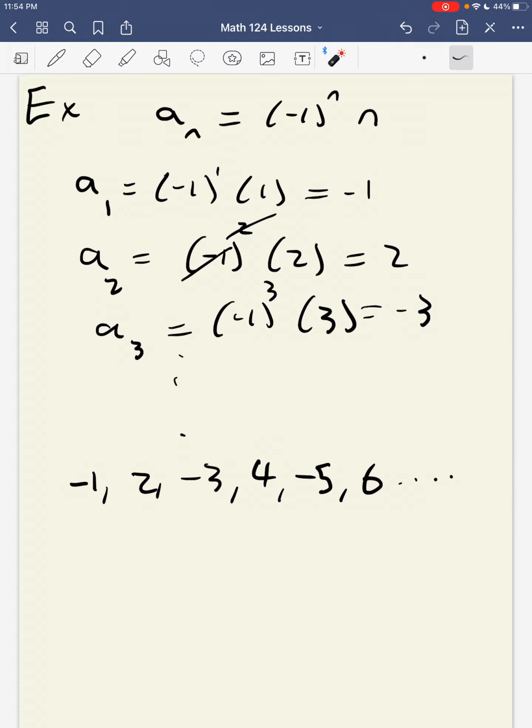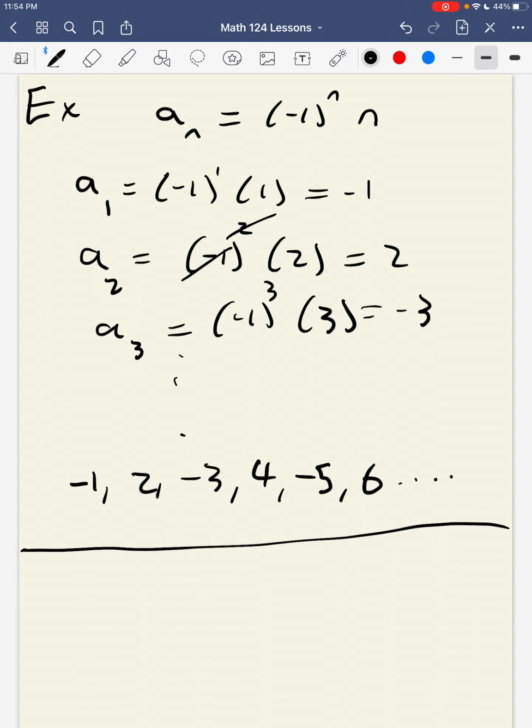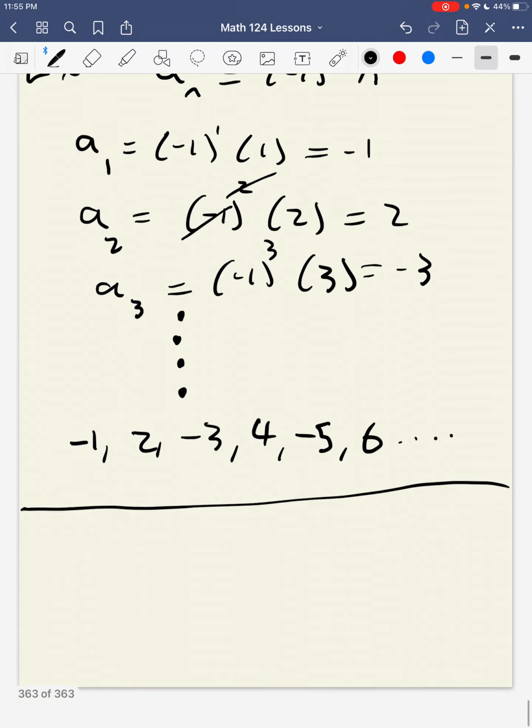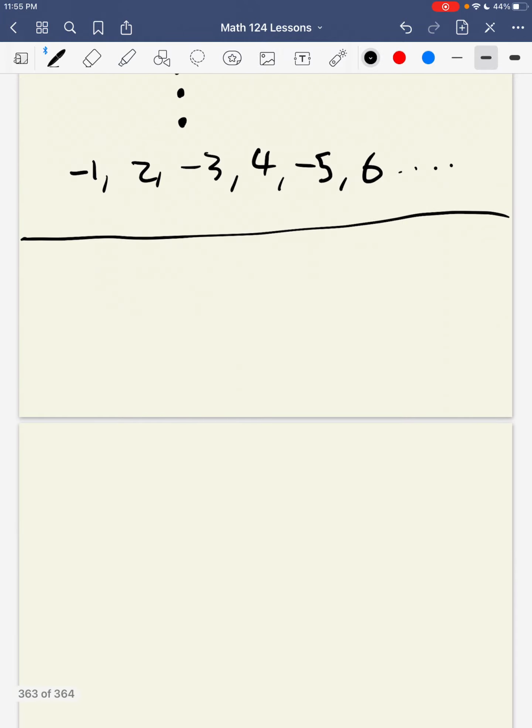Okay, so if you're given a formula, it's pretty easy to list out some terms. You just simply plug in a number. But going the other way takes a little more cleverness. If you're just given a list of numbers and you need to find the formula, that's a little more tricky, and there's no general method that will work every time. You just have to be clever to do it. But if it's an easy list, then you don't have to be too clever.